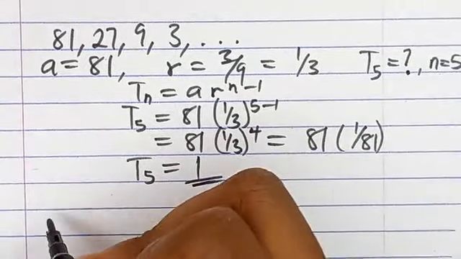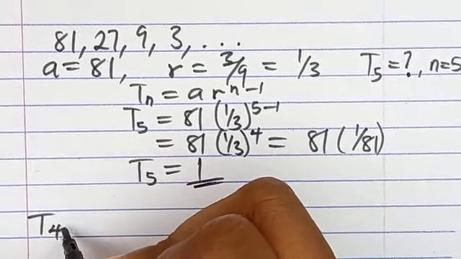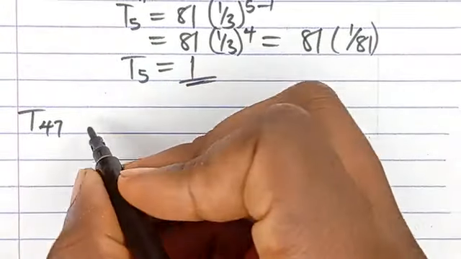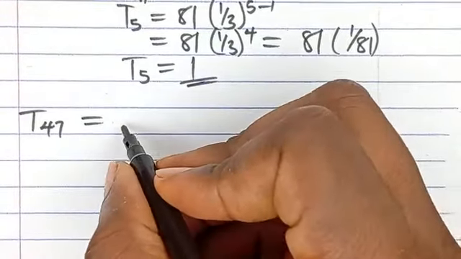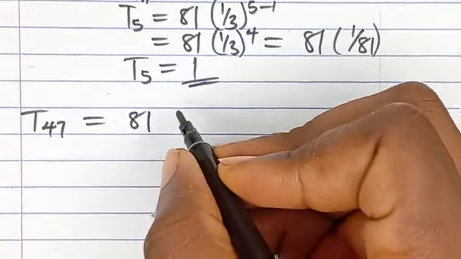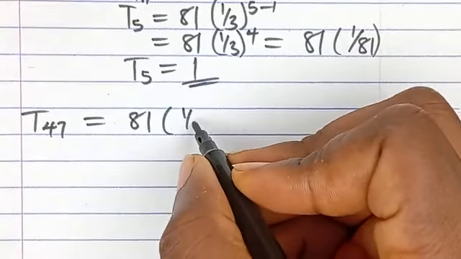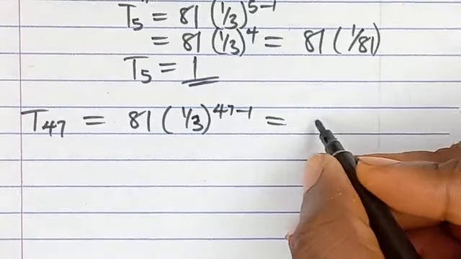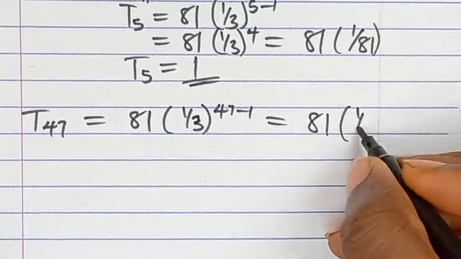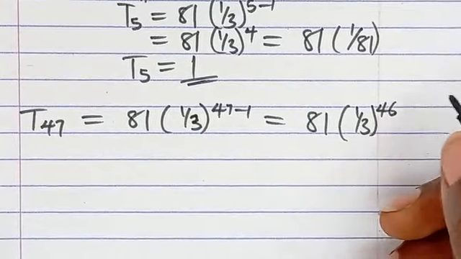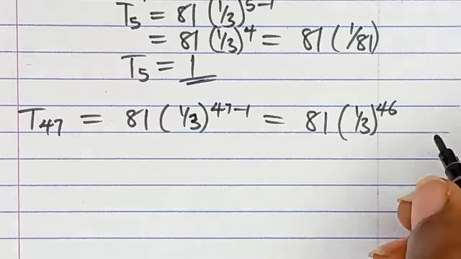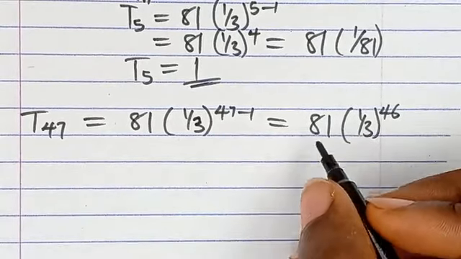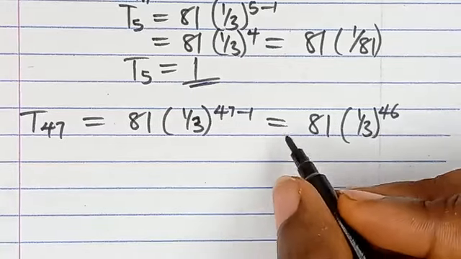Okay, so we have to look for term number 47. That's the next thing we are to look for. Term number 47 is equal to the first term, which is 81, into 1 over 3, that's r, raised to power 47 minus 1. So this gives us 81 into 1 over 3 raised to power 46, right? Okay, so now we can see 81 and 3. We can further simplify this because 81 can be brought to base 3, so we can work with base 3.